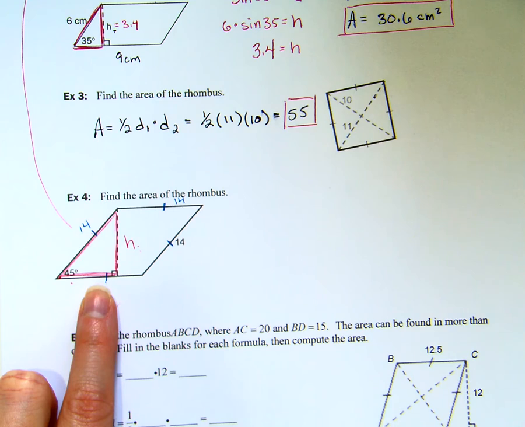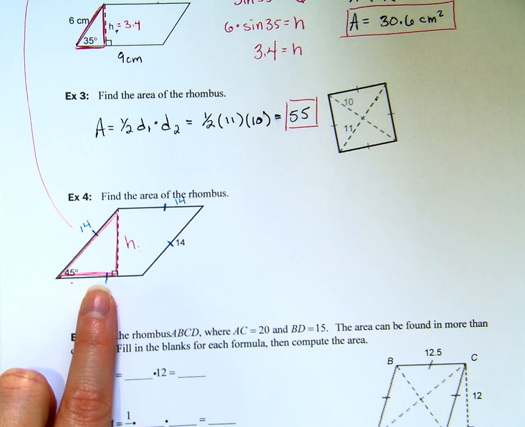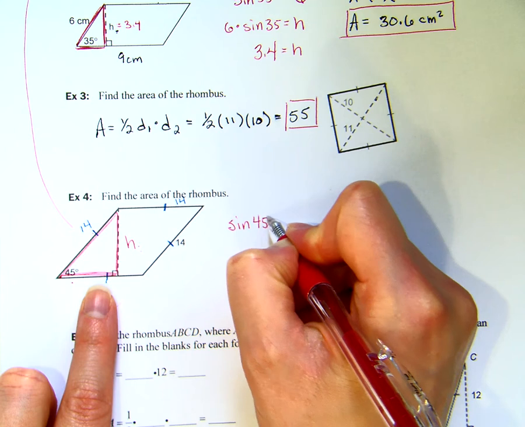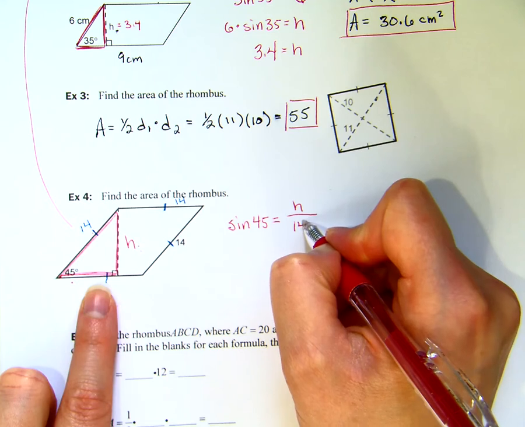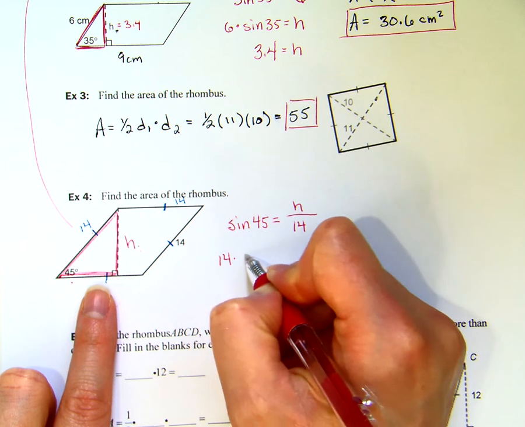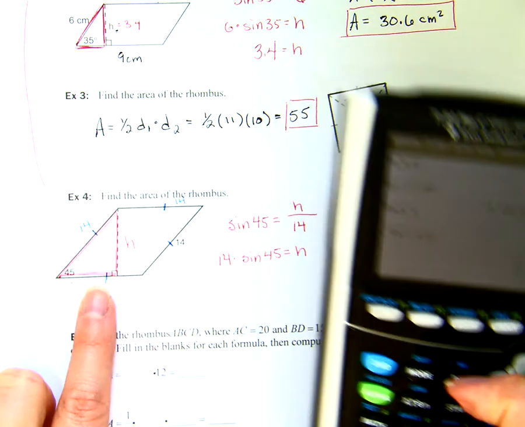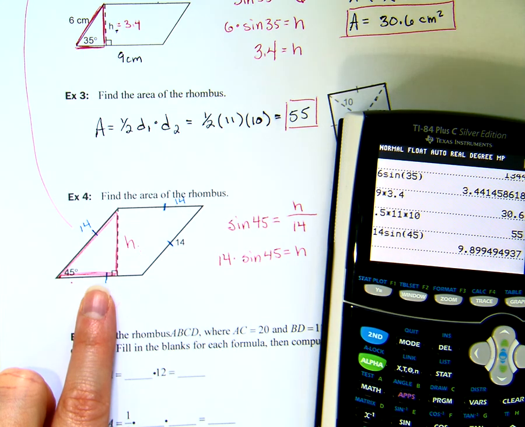So once again, let's think back. Sine, cosine, or tangent. We have the side opposite and the hypotenuse. Hopefully you said sine. If we take sine of 45 degrees, that will equal the length of the opposite side, h, divided by the hypotenuse, 14. Let's solve the equation. We'll multiply by 14 on both sides and use our calculator to solve. The height of this triangle and the height of the rhombus should be approximately 9.9.